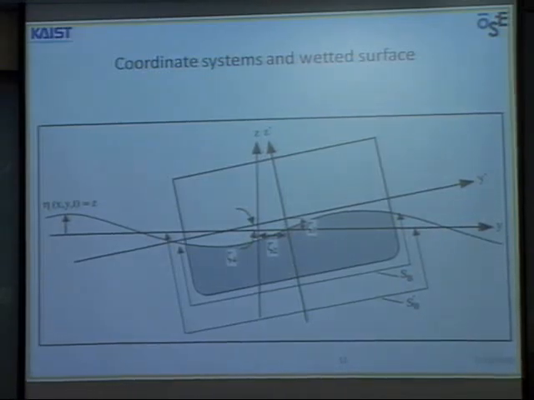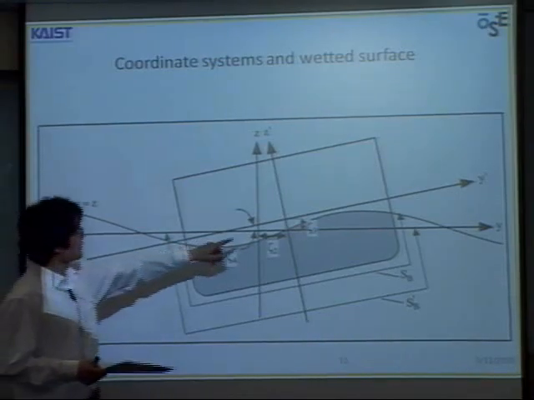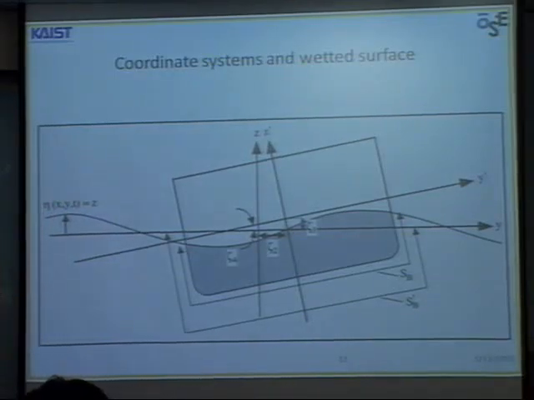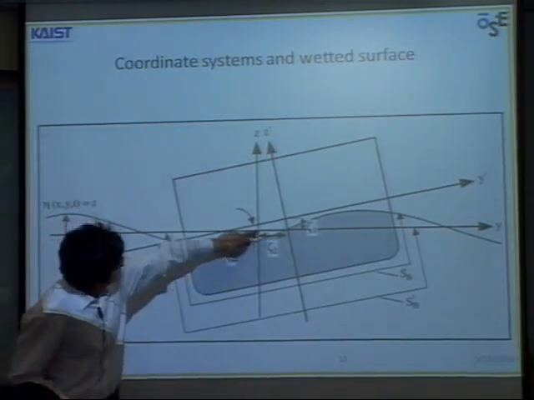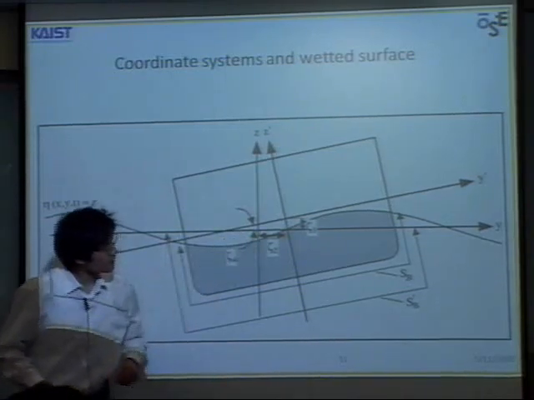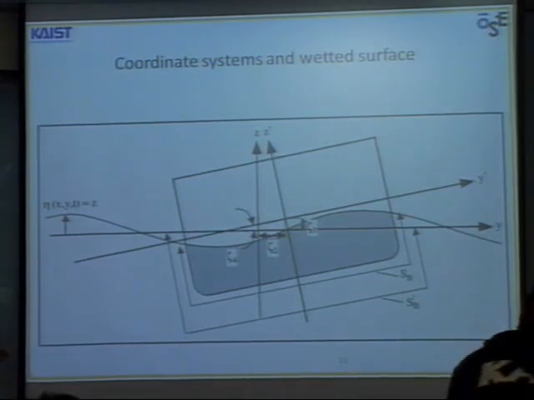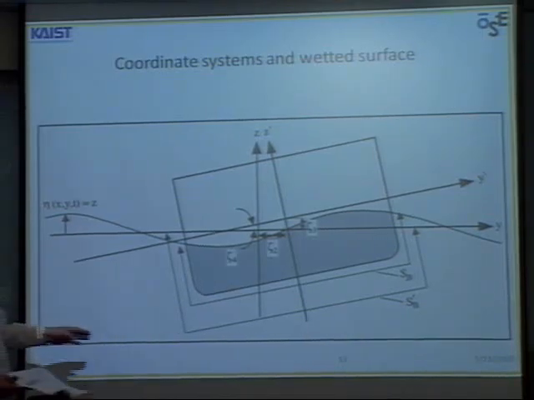We use two coordinate systems because this is XYZ prime, and it makes things easier when we calculate the hydrostatic properties. And for the Earth-fixed coordinate system here, we have this because it's easier to express Newton's second law and wave properties. This is an inertial frame.